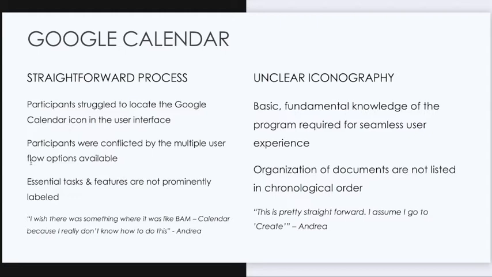Despite that, once users got into the application, they were able to send off their invite quite smoothly, but it seemed that there just needed to be a bit of basic knowledge around the Google Suite in order to have a seamless experience with it, which is not ideal for new users. And the same participant actually said, "It's pretty straightforward. I assume I go to create," just to make their calendar invite. So if everything was as clearly labeled as this, perhaps there wouldn't be as much confusion. And I'll get a bit more into the organization of how things are laid out within the suite shortly.